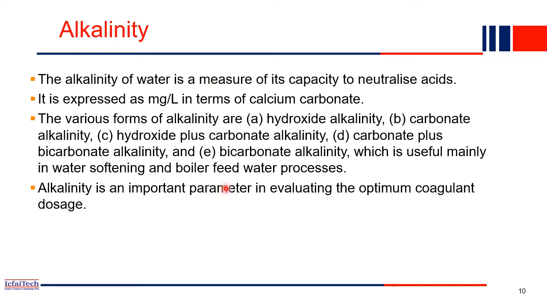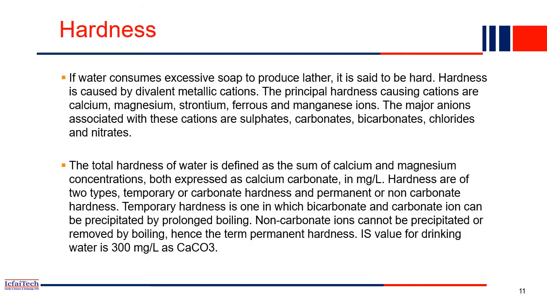Alkalinity is also an important parameter in evaluating the optimum coagulant dosage. We'll discuss what coagulant dosage is, because we add coagulant in the water treatment plant for treatment purposes. If a particular water is more alkaline, do we have to give more coagulant or less? So we have to find the optimum coagulant depending on the alkalinity as well as the acidity of the water.